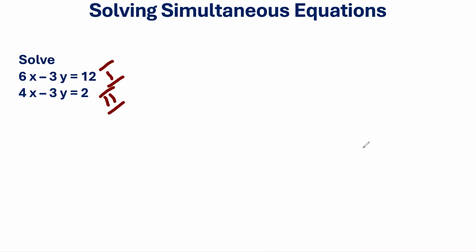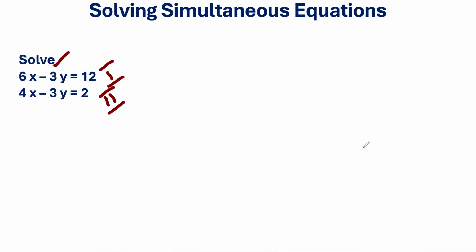So the target is you have to cancel either y or x. Y can be cancelled here very easily. Minus 3y plus 3y, you can cancel them. X is remaining and you can find the value of x. Are you understanding? Cancel either x or y. Y can be cancelled here very easily, minus 3y and plus 3y.